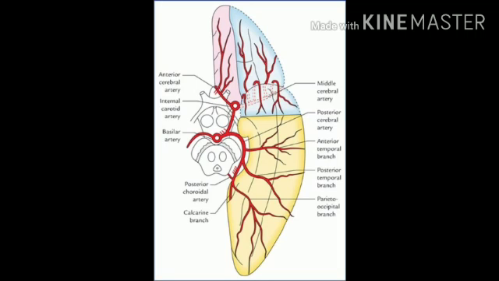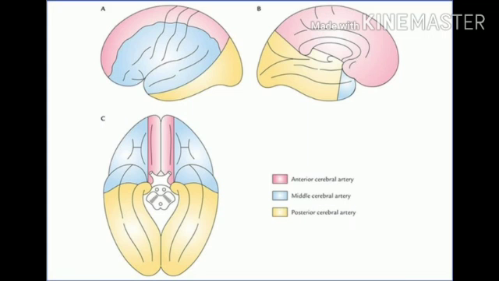Three-fourths of the tentorial surface is supplied by the posterior cerebral artery. A small strip in the medial part of the orbital surface is supplied by the anterior cerebral artery. The middle cerebral artery also supplies a small anterior part of the tentorial surface. This is showing the different surfaces and how they are supplied by the three cerebral arteries. Each area has one main arterial supply.